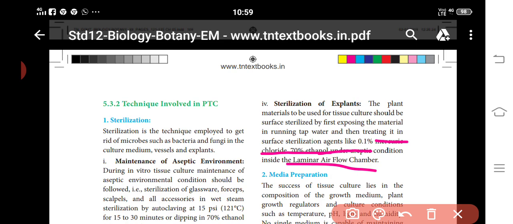The plant material is cleaned and surface sterilized. The material is first washed with detergent followed by a sterilant such as sodium hypochlorite, hydrogen peroxide or mercuric chloride, at 0.1 to 1.0%. Then rinse with sterilized double distilled water several times to completely wash off the sterilant. So these are the sterilization techniques followed in plant tissue culture.